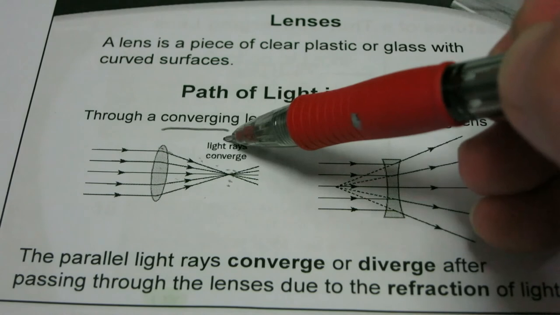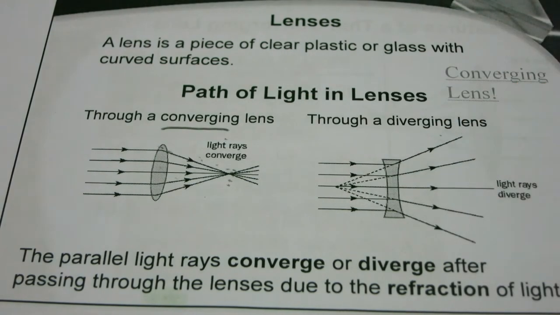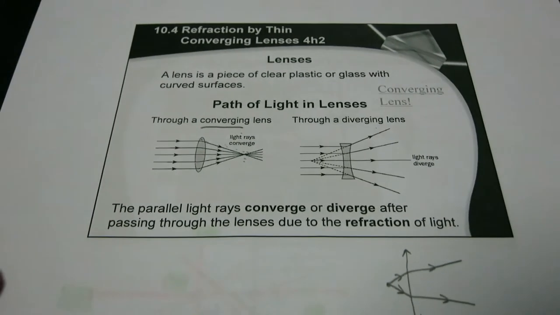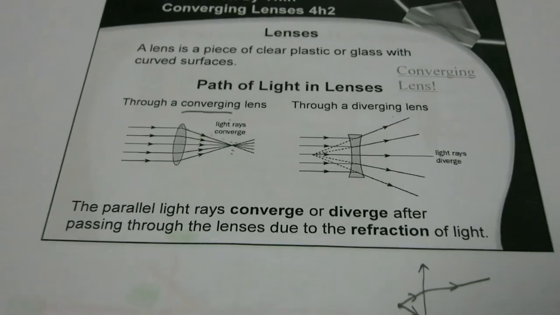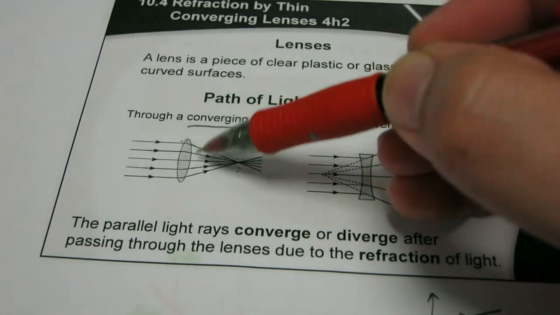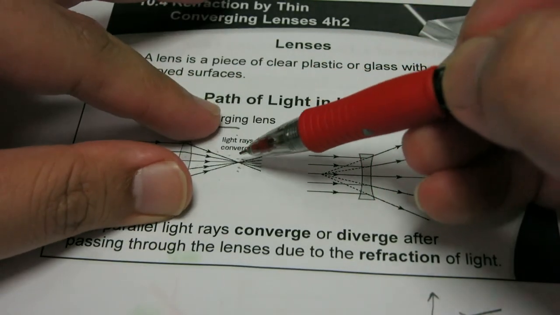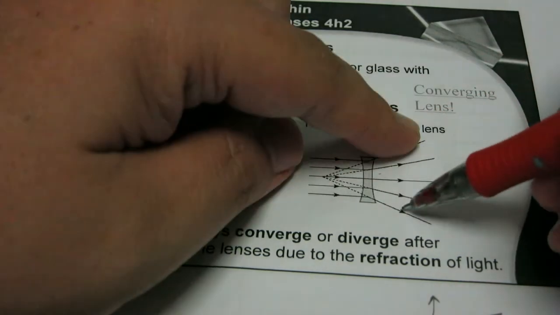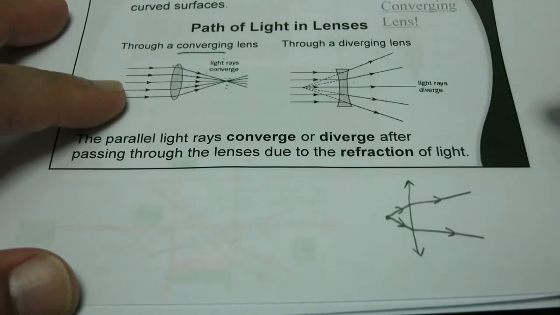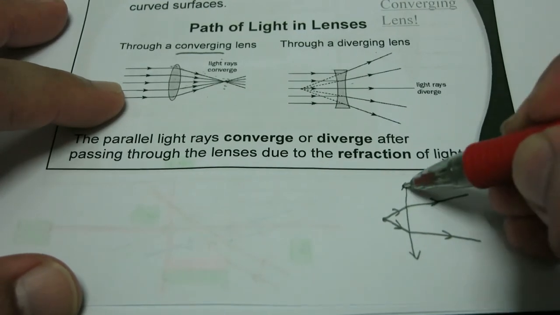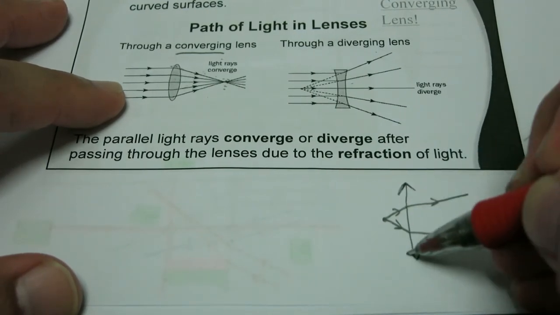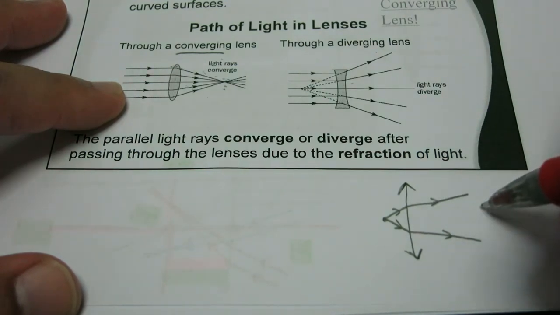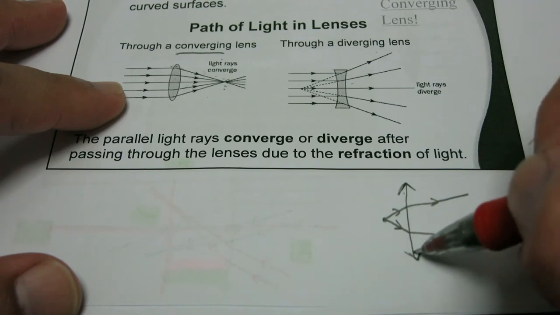There are two types of lenses, converging and diverging lenses. You need to know what a converging lens does to light. A converging lens will cause the light rays to come closer to one another and then eventually converge, while a diverging lens will cause the light rays to move further away from one another. So I've got a simple example here. Usually we represent lenses with a certain arrowhead like this. If I look at this, would you say this is a diverging lens or converging lens?